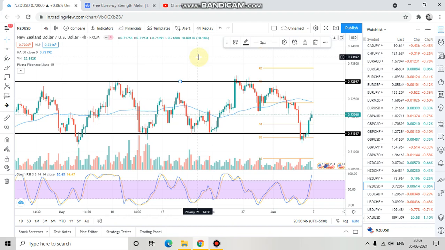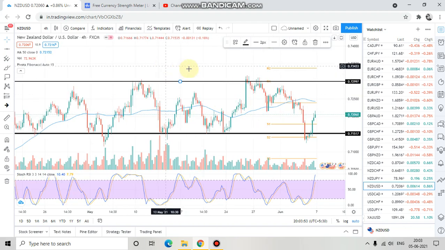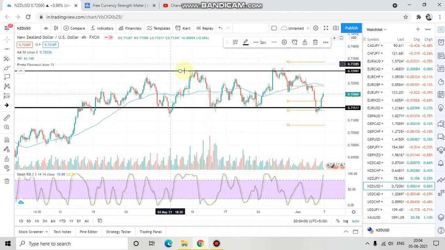So let's get started. This is the chart of NZDUSD, New Zealand dollar, US dollar, and as you can see, the market is in a range. If you are a trader who trades on a regular basis, then you know pretty well that NZDUSD has been in a range for quite some time. If I zoom out the chart, we can easily see that the market is in a range.